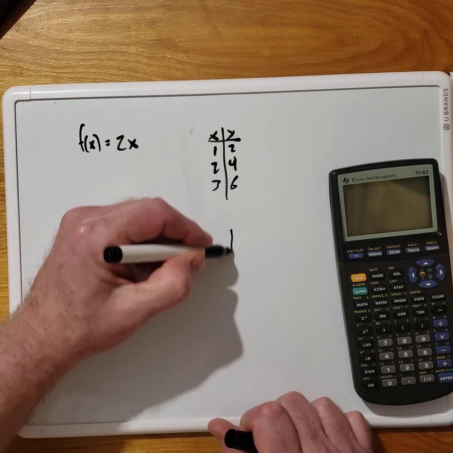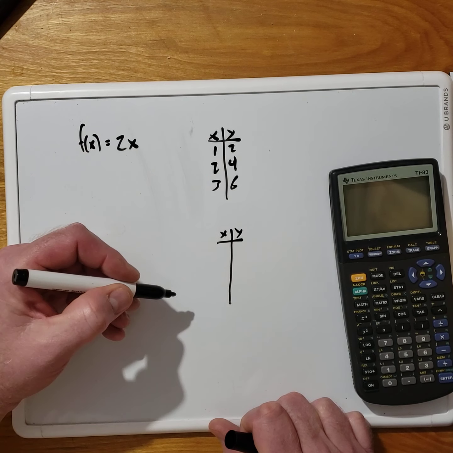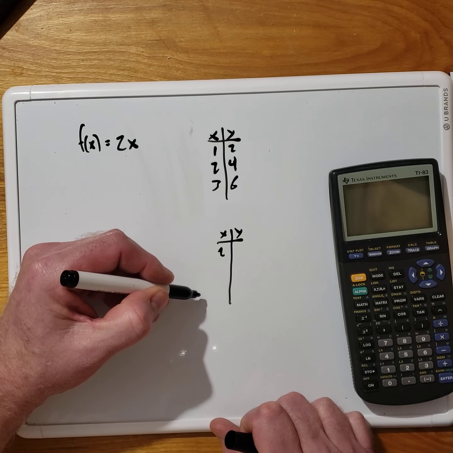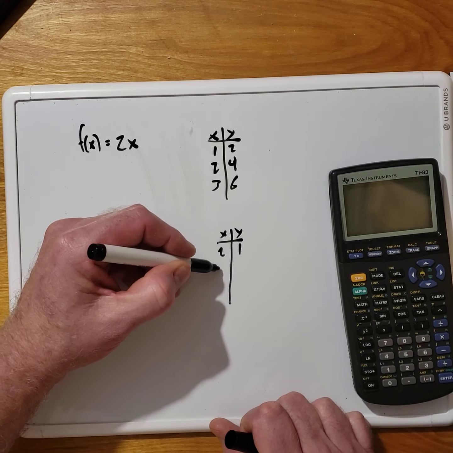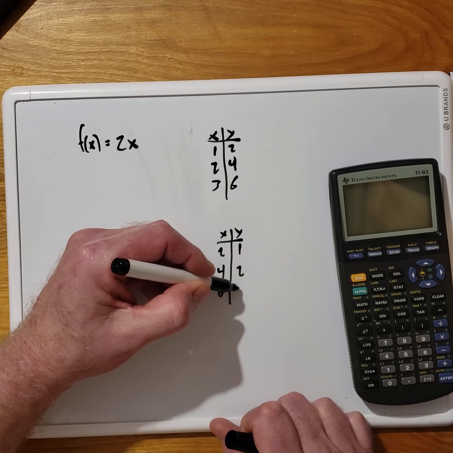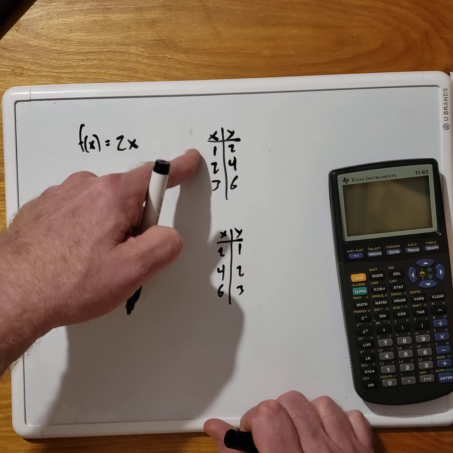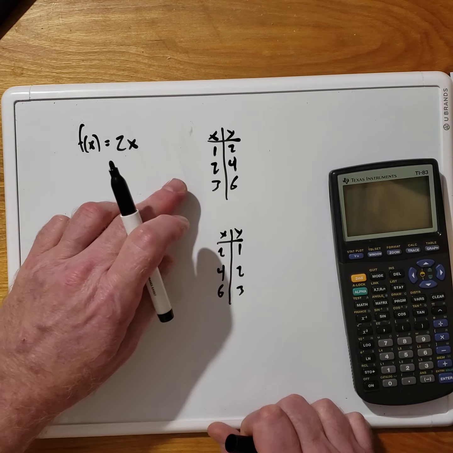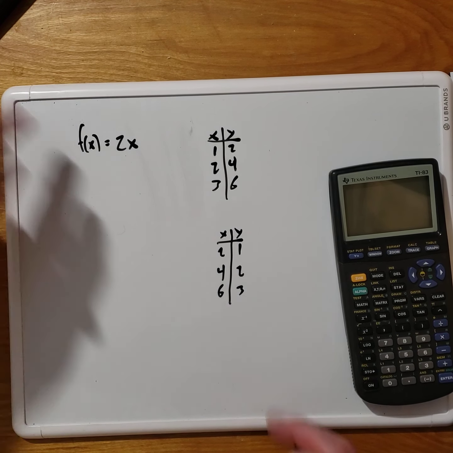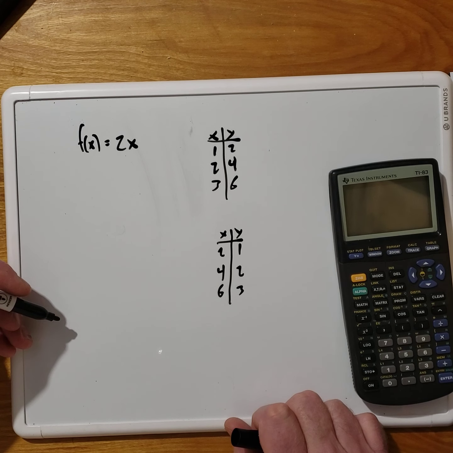Now what I want is a function that will reverse the x and the y. I got a 2 out of that function. Well, what did I put in to get the 2? A 1. What did I put in to get the 4? 2. What did I put in to get the 6? 3. So finding the inverse function here for our ordered pairs is really, really simple. All we have to do is swap the x and the y, and that gives us our inverse function.